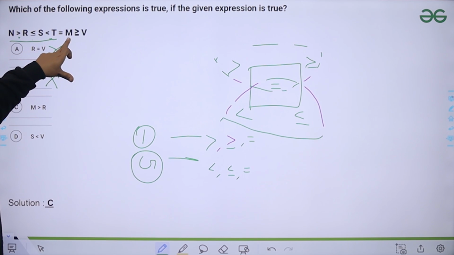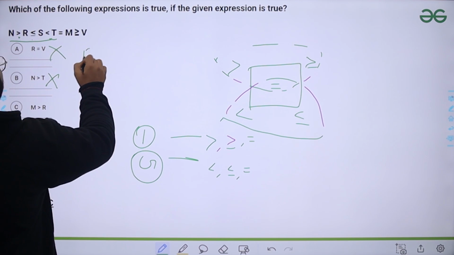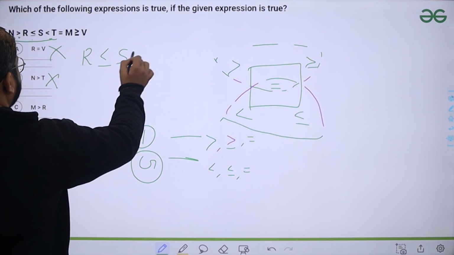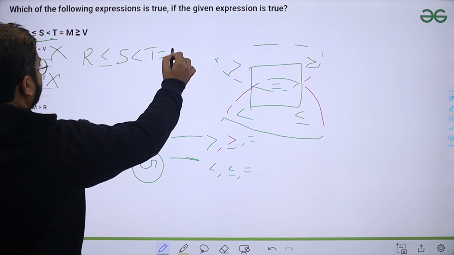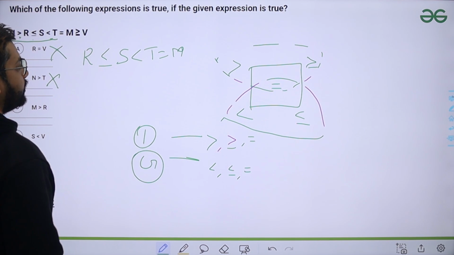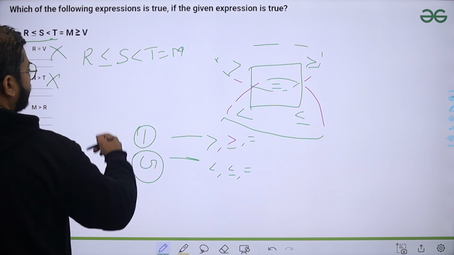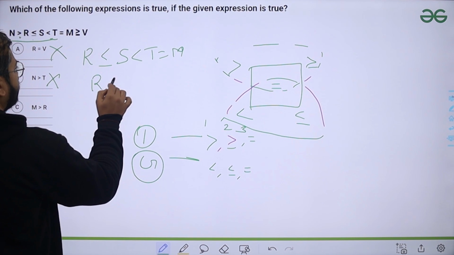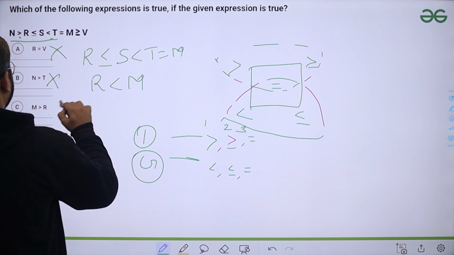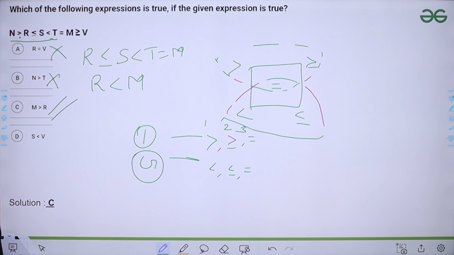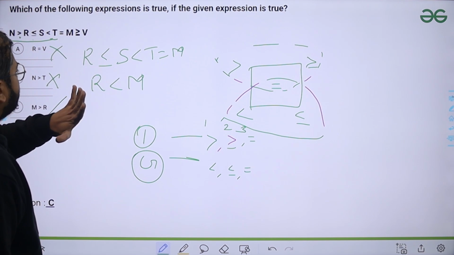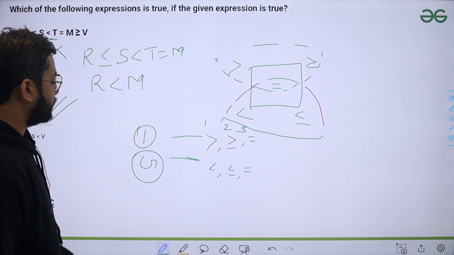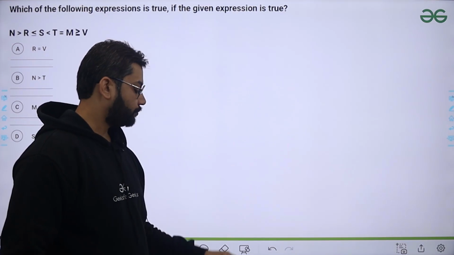M to R, it means R greater than or equal to S less than T is equal to M, okay. They all are from the same floor. Now priority order will be this one is the first, second and third. So in that case the priority order will be this. So M greater than R, this one is the correct. S less than V, S to V again less than or greater than or equal to case, discarded. So option number C is the correct option.